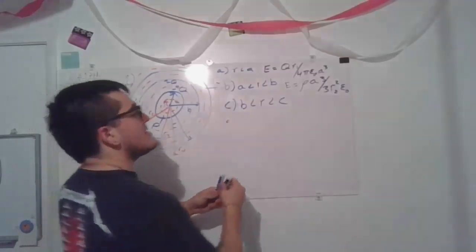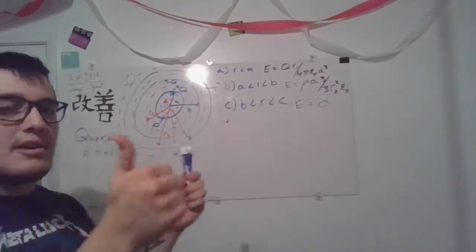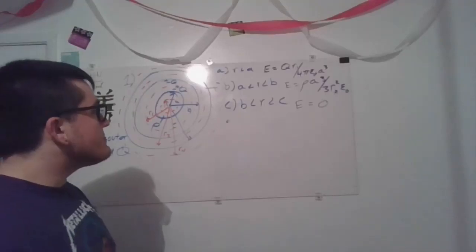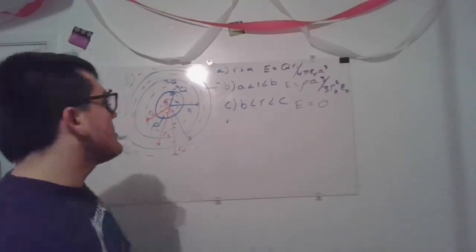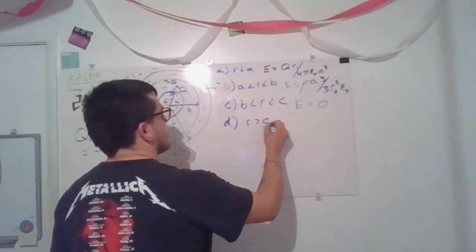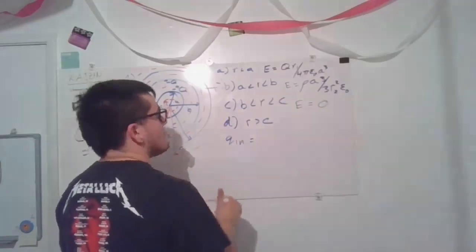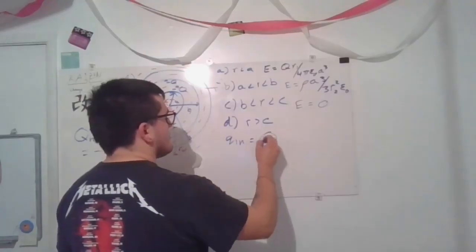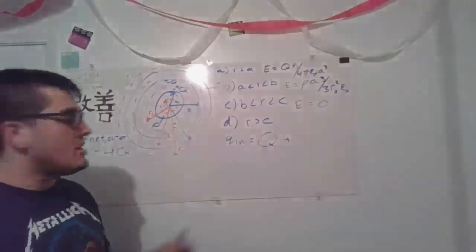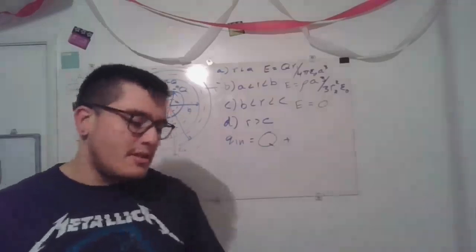And then, as everybody said, that's 0 because we're inside the conductor. And then lastly, we're outside the conductor. So here's the easy way to think about this. For D, R greater than C. Q enclosed is what we already wrote it as, which could be, like Garrett said, this Q. And then plus the charge distributed along the conductor, which let me look back at the problem.